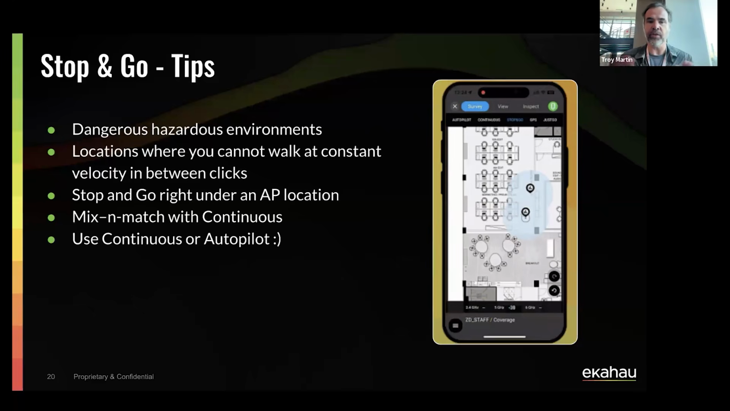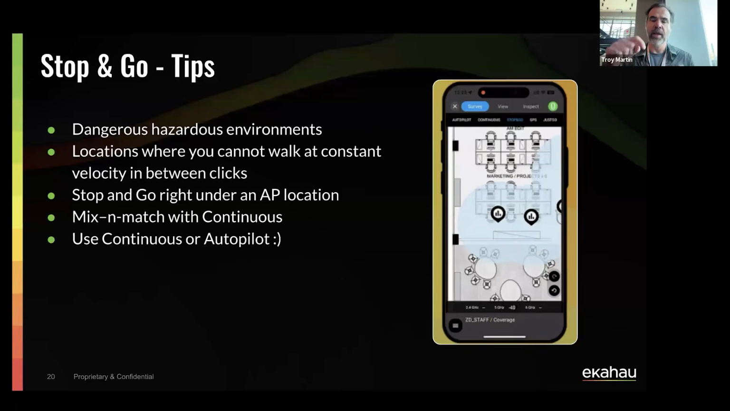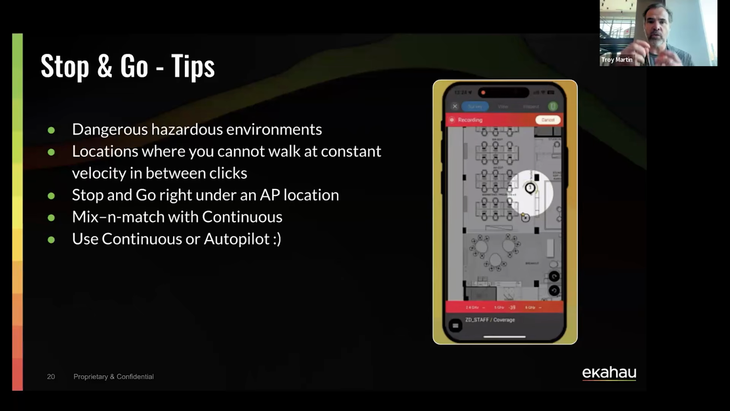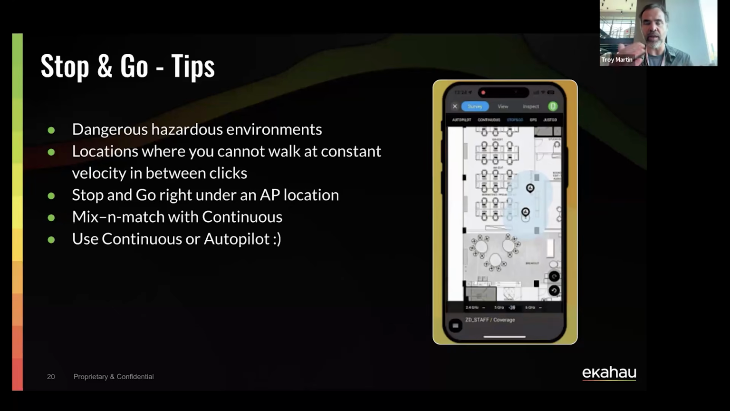So what some people do is they'll leverage the green dots that are created by a stop and go survey, and they'll just do a stop and go to represent the location of an access point. So that's one way you can document and then later update the position of your APs.